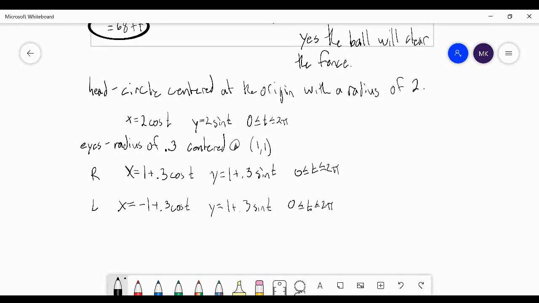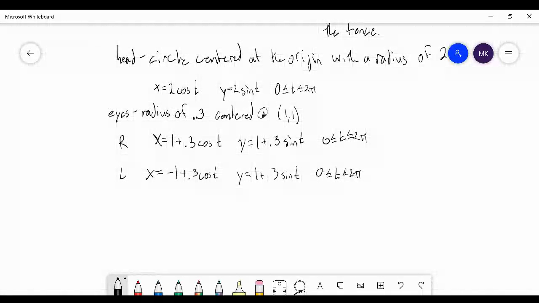So that right there, these two sets of parametric equations should show you how to move the center of any circle and kind of where it goes. It's really pretty easy and pretty nice. Okay. Now for the hard part, the mouth. How do I get the mouth? Okay.